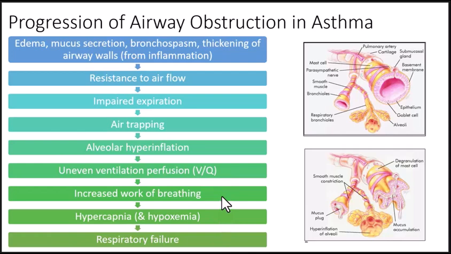This can lead to states of hypercapnia. Hypercapnia, remember, is an increase in the amount of carbon dioxide that is found in the blood, and that's because if you're having more trouble with expiration, it means you're not able to breathe out the normal amounts of carbon dioxide that you should to keep your body in homeostasis. It can also lead to states of hypoxemia because of issues with our ventilation perfusion ratio, which could lead to respiratory failure in more severe cases.